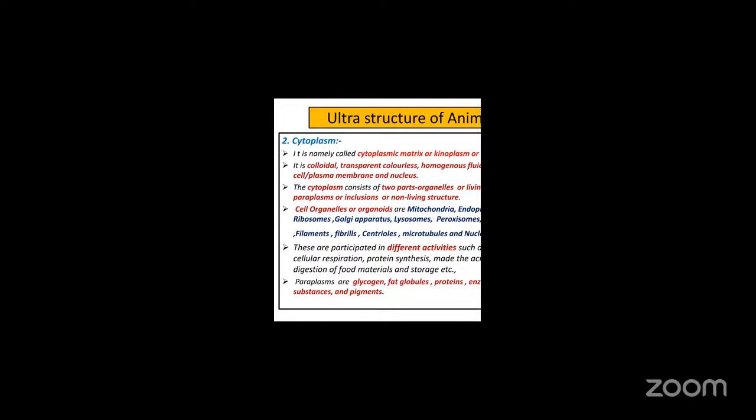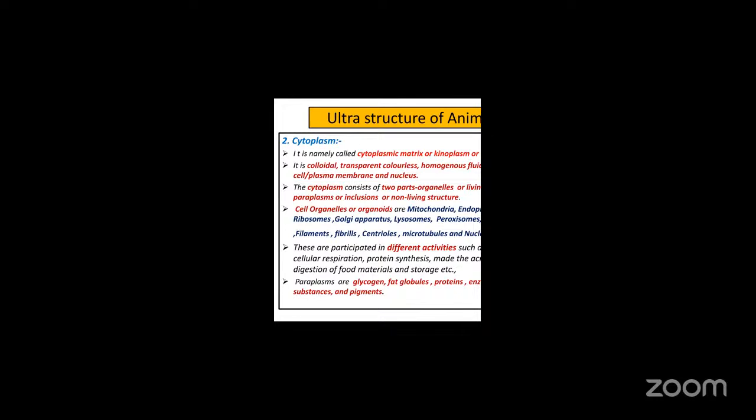Okay, so what is cytoplasm? Cytoplasm is a colloidal, transparent, colorless, homogeneous fluid which is present between the plasma membrane as well as the nucleus. It consists of the non-living structure as well as the living structure. Non-living structures are called paraplasms or inclusions, like carbohydrate, protein, lipid, both organic as well as inorganic. And also you have the organelles, those are the living structures. These cell organelles are the organoids, like mitochondria, endoplasmic reticulum, Golgi bodies, ribosomes, lysosomes, peroxisomes, etc. Apart from these, you also have phagosomes, filaments, fibrils, centrioles, microtubules, as well as the nucleus.